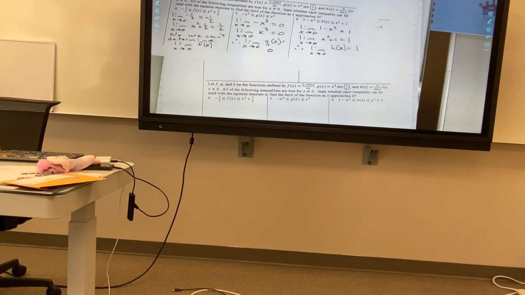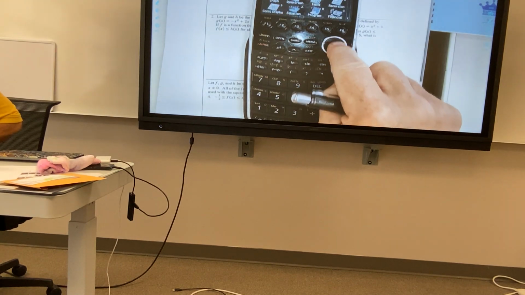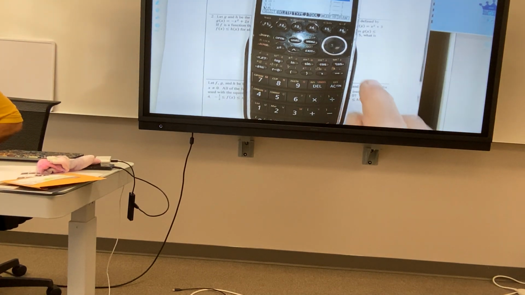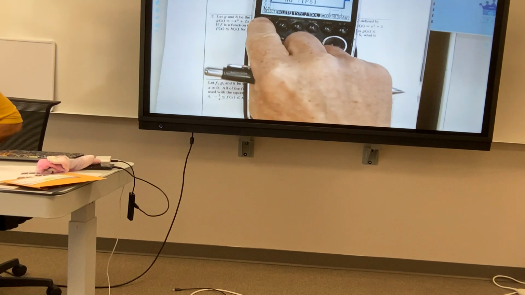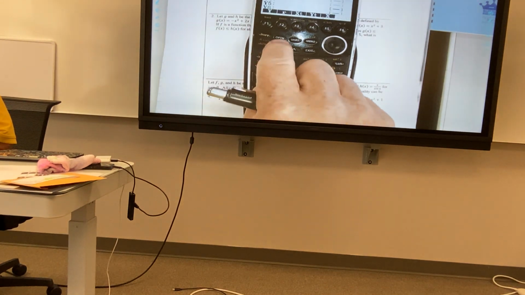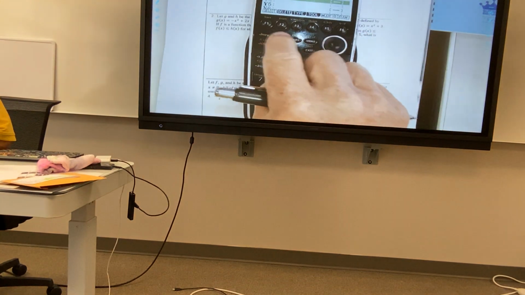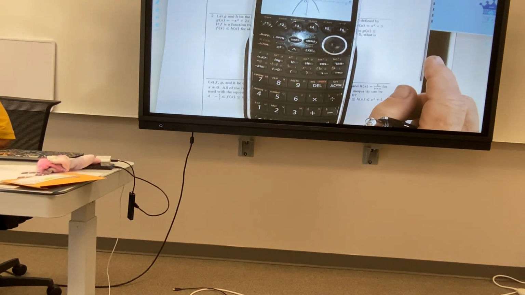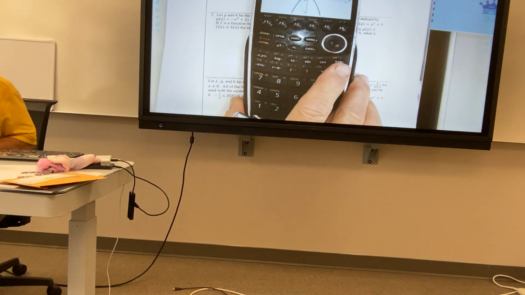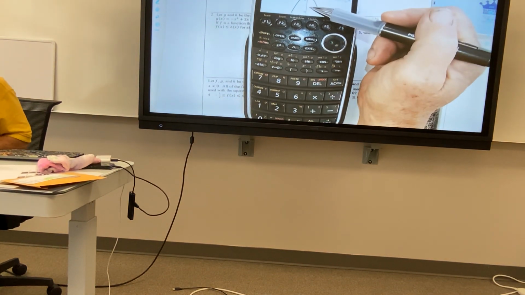Okay, so I'm going to throw this on my calculator. I'm going to put in 1 minus x squared. I'm going to put in x squared plus 1. I think I could draw it. And there they are, correct? You can see the red graph is above the blue graph.